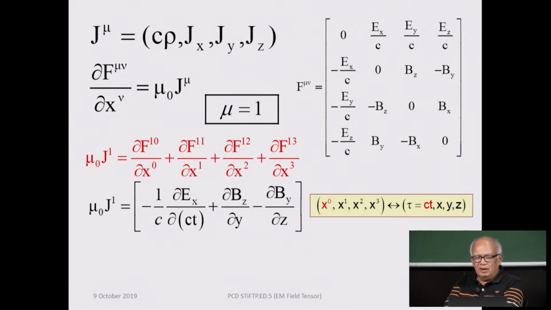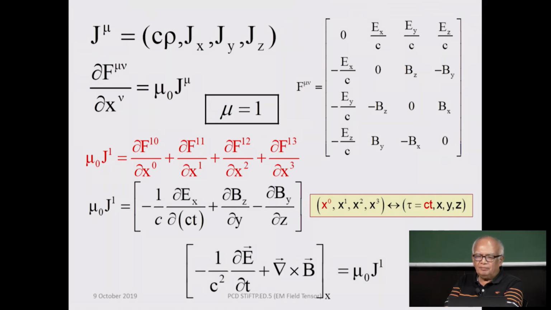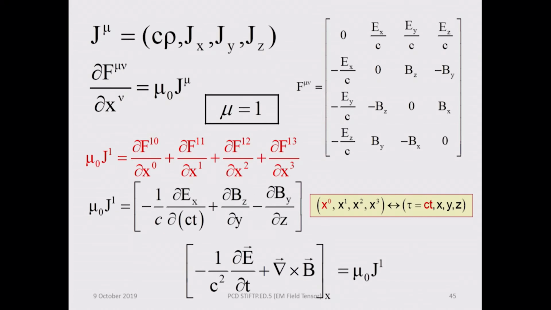If you look at this relation, what is J1? J1 is nothing but Jx. So, you get the x component of the difference of these 2 vectors to be equal to mu 0 J1. And you can see that this is nothing but the x component of the Faraday Lenz law. You get the x component of the Faraday Lenz law from this. This is for mu equal to 1. What about mu equal to 2?